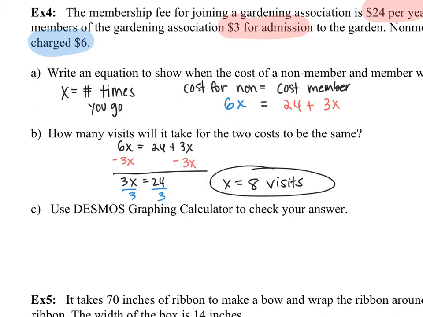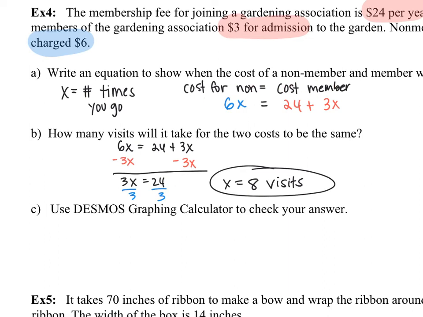So in order to solve this equation, I would first subtract 3x from both sides, creating the new equation 3x equals 24. Then I would divide both sides by 3 to get my solution of x equals 8 visits. So what this means is that it should take 8 visits in order for the cost for a non-member to equal the cost of a member.